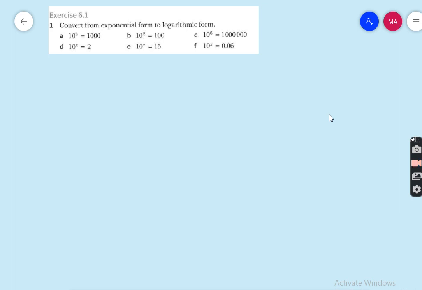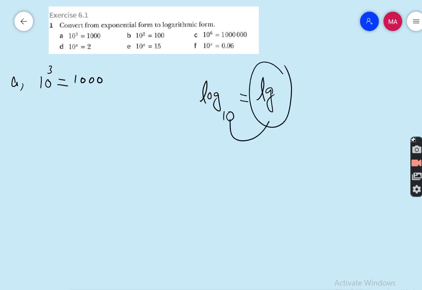What is the requirement of question number 1? Convert from exponential form to logarithm form, part A. 10 to the power 3 is equals to 1000. One point you must keep in your mind, that log with base 10 can also be written as LG. It means if you write log without the middle alphabet O, just write LG, so it means automatically the base is 10. So for LG, no need to write base 10 because it is understood.